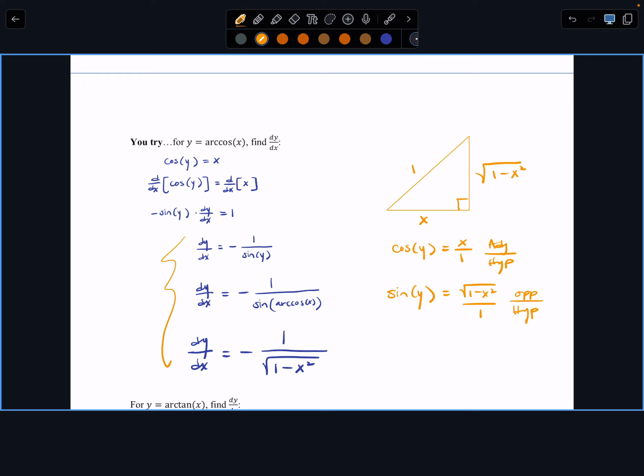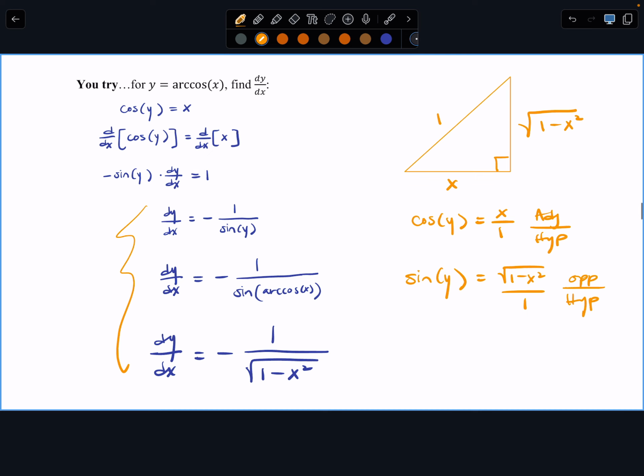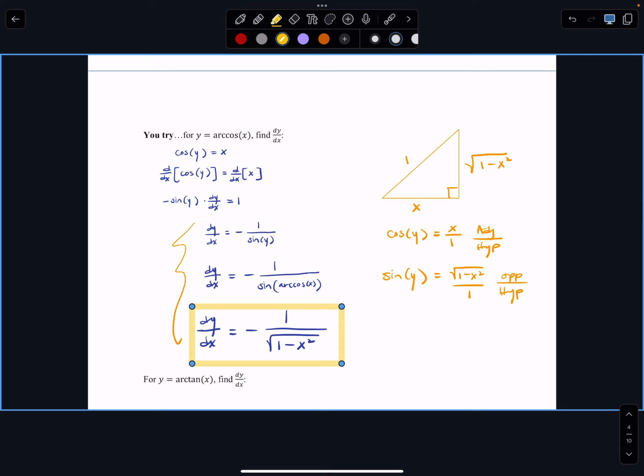Should we check in? Did we just get the opposite of the derivative of arc sine? Yeah. Okay. Again, we have three different ways that the derivative of arc cosine can be represented. This algebraic form is what we tend to think of when we think about the derivative of arc cosine, and it's just the opposite of the derivative of arc sine. Exciting stuff, right?